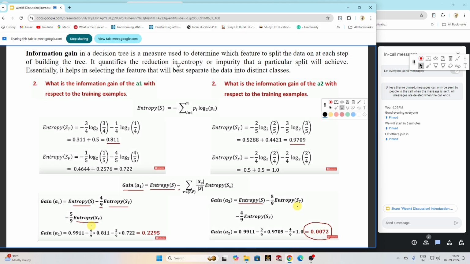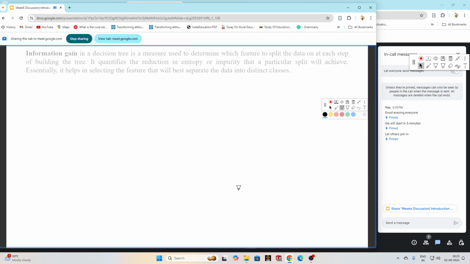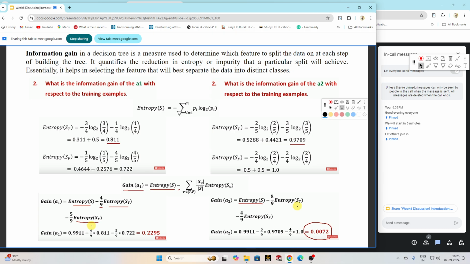It quantifies the reduction in entropy or impurity that a particular split will achieve. Essentially it helps in selecting the feature that will best separate the data into distinct classes. I have told you information gain is the entropy of your whole set minus the cross entropy of the particular attribute. The entropy of the whole set we have just found. Now if we can find the cross entropy of the particular input attribute, then we can find the information gain.